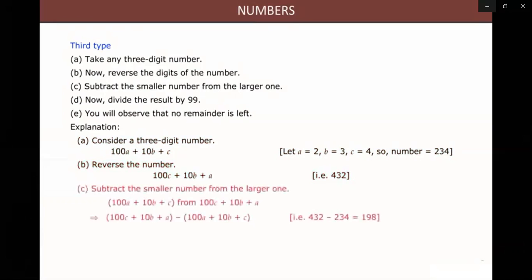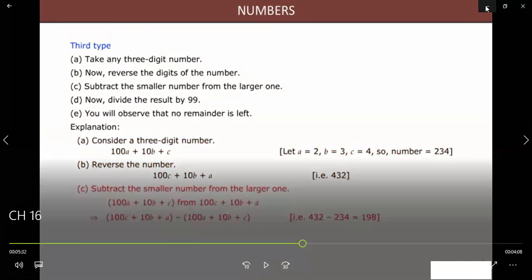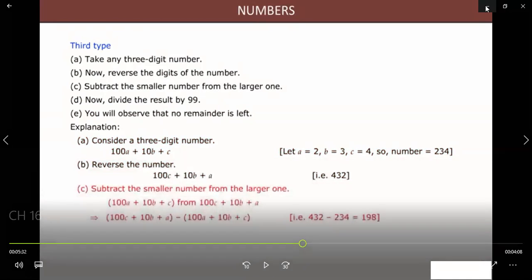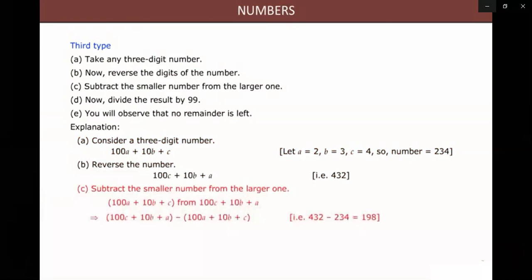Okay, now step number 3, subtract the smaller number from the larger one. So basically what we are doing, we are subtracting the smaller from the larger one, that is (100C plus 10B plus A) minus (100A plus 10B plus C). So after simplifying, let's see what we are getting. Okay, so basically the number that you will get in this example is 198. But for any possible three-digit number, you can apply this rule, and you can see that this number game is also valid for any three-digit number. Okay, because after simplifying, let's see what we are getting.